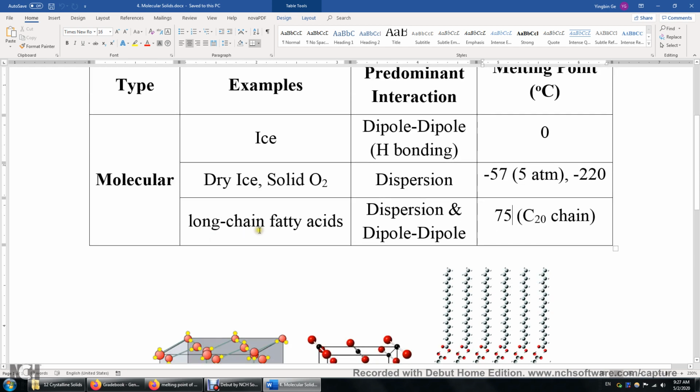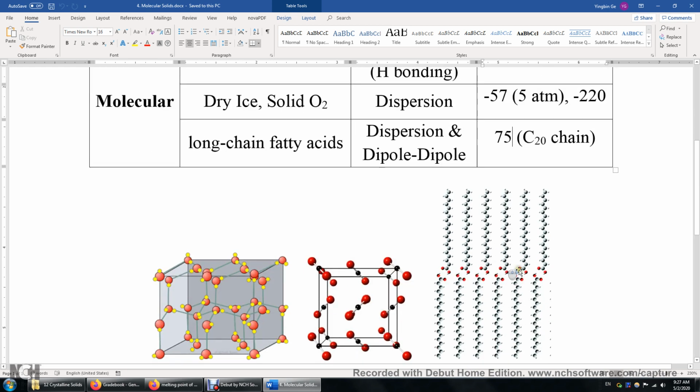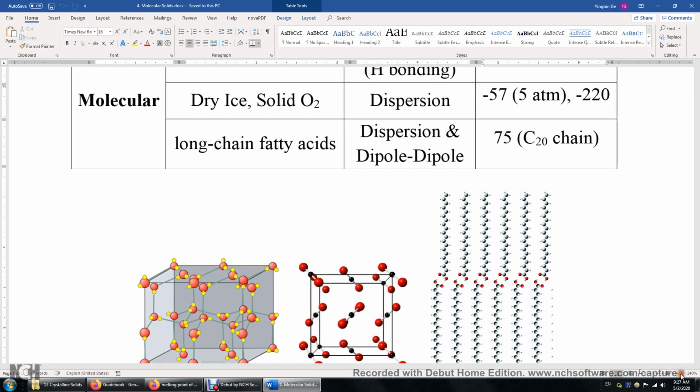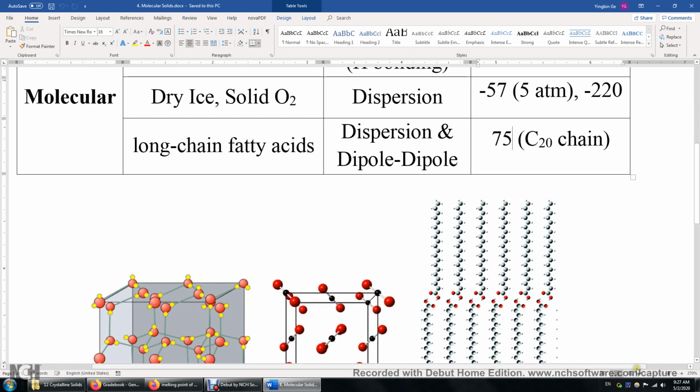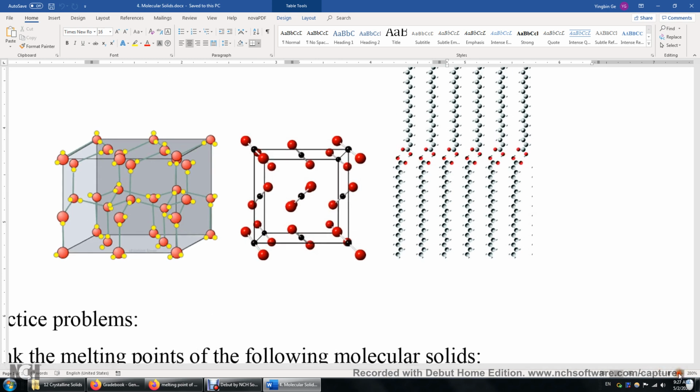the long chain fatty acid solid. It's right here. So you have 6 such long chain fatty acids on top, and then this on bottom. And over here you see the dipole-dipole interaction. And actually this is also hydrogen bonding, because you have, this is a little bit too small, but I want to make it bigger so that you can see clearly.